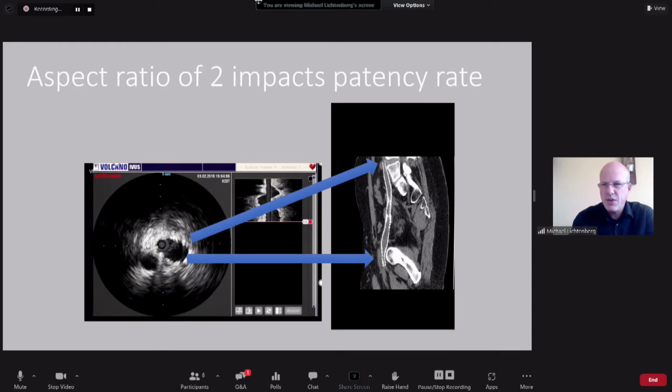So aspect ratio is here the important IVUS analysis we have to perform. Aspect ratio of 2 impacts patency. This was already proven by Lowell Kapnik a couple of years ago from the Vici trial. So don't allow a stent to be compressed. An aspect ratio of 2 is a high risk of restenosis. So check for a dedicated stent which really can stand the external compression within the May-Thurner syndrome.